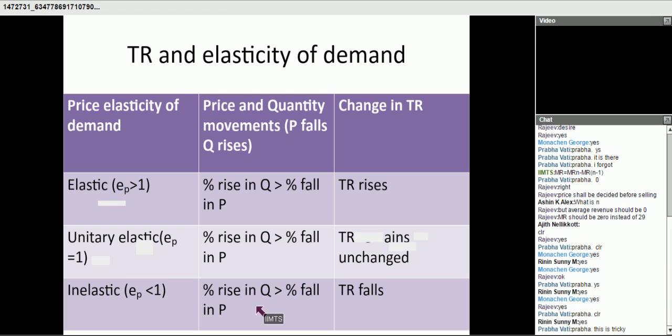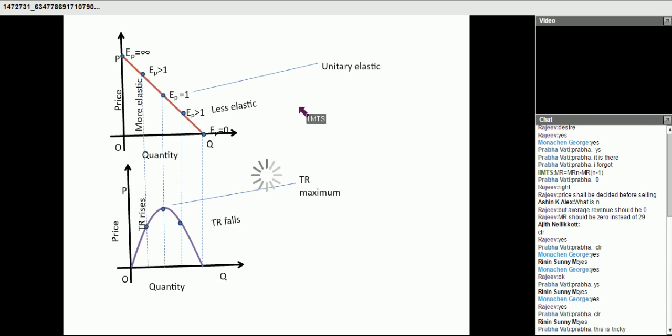unchanged. Yes, Prabha, it's a little tricky if it's inelastic. Suppose salt. For salt, the elasticity is inelastic. Whether it's expensive or it's cheap, the quantity of consumption will remain the same. So for that, the total revenue curve will fall. It's not very much needed in our analysis. We can just have a look at this.